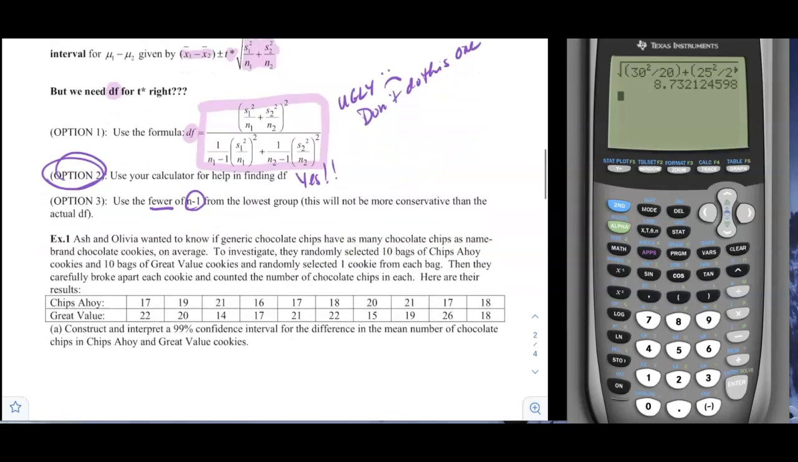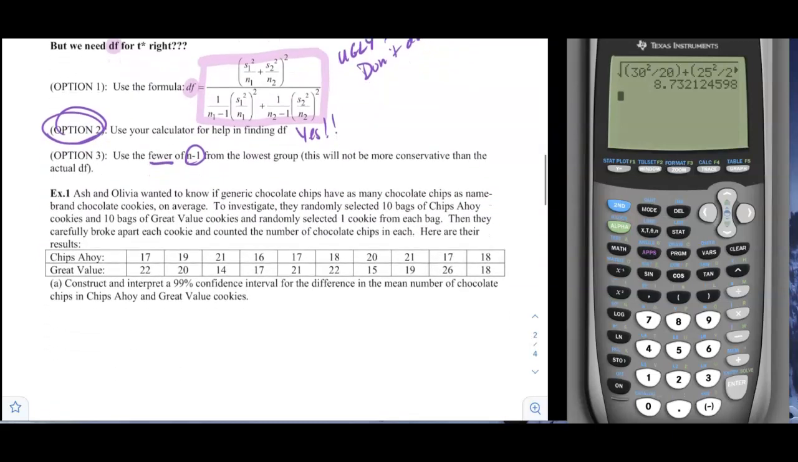All right, so in our example here, we're going to be comparing the number of chocolate chips in a Chips Ahoy cookie bag versus a Great Value cookie bag. They're going to randomly select 1 cookie from each bag after they randomly bought 10 bags of each type. Okay, and then they carefully broke apart each one of those and counted the number of chocolate chips in each.